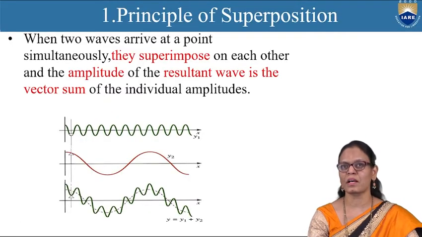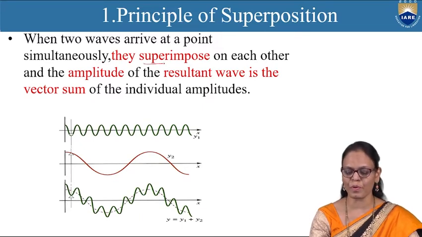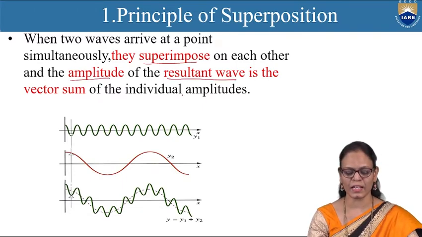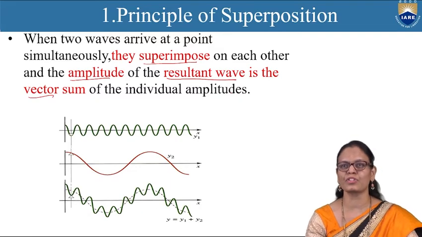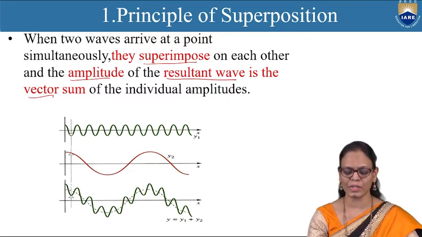When 2 waves arrive at a point simultaneously, they superimpose on each other and the amplitude of the resultant wave is the vector sum of the individual amplitudes. So let us understand this definition.